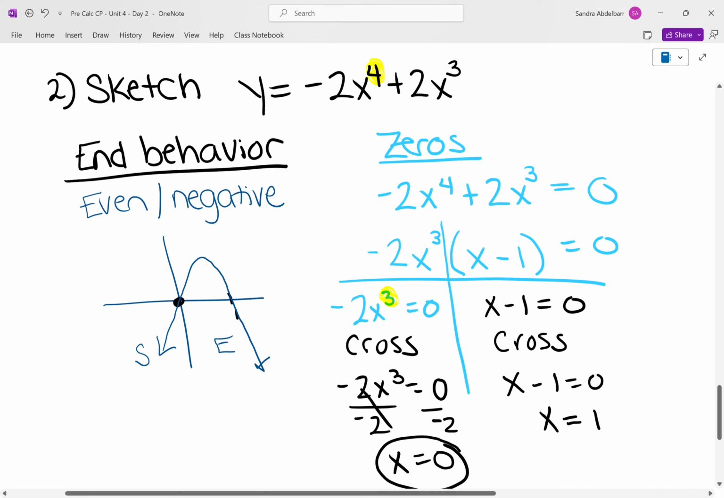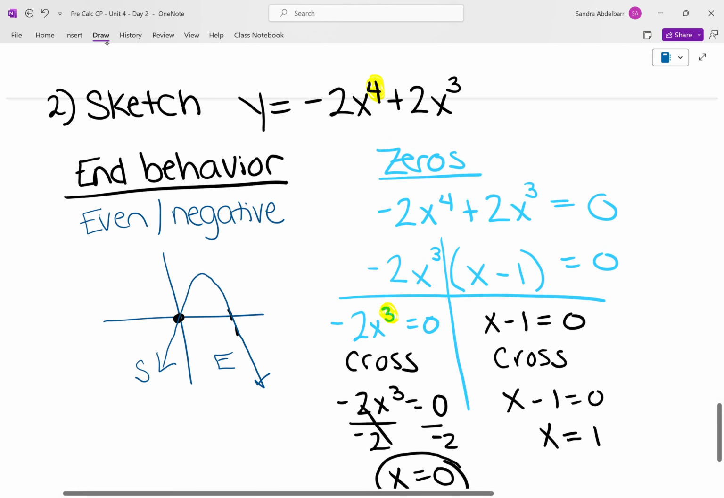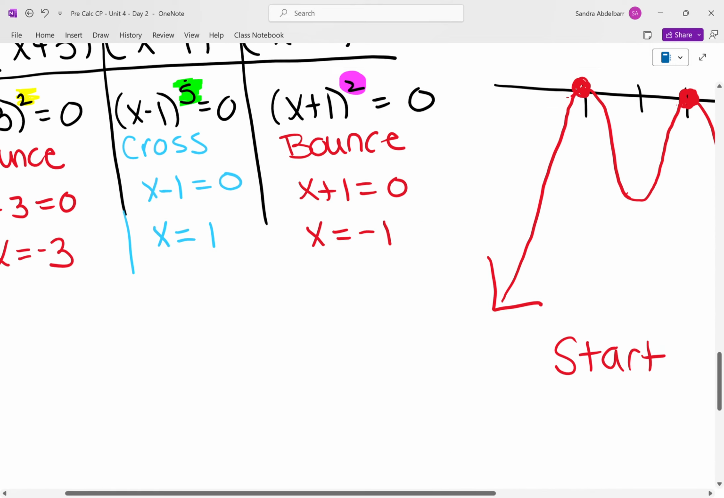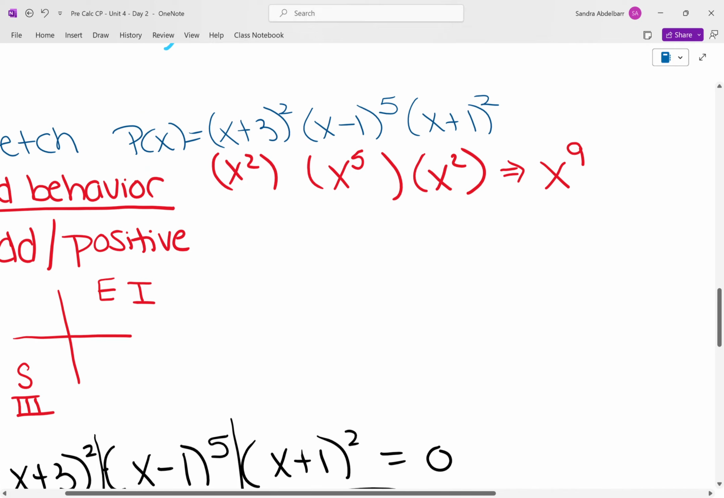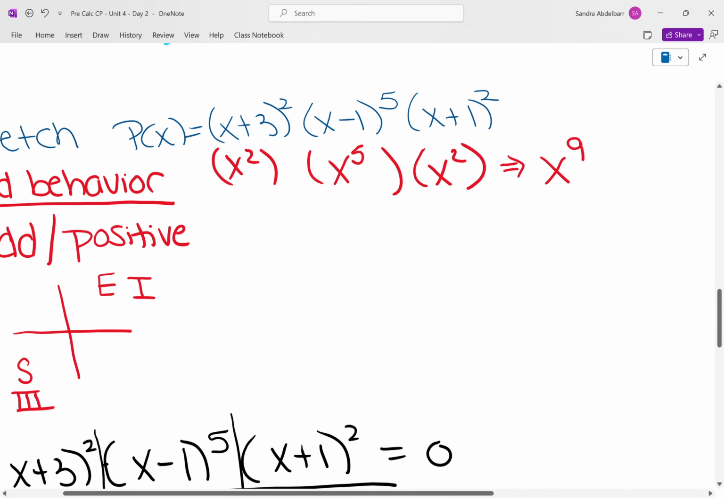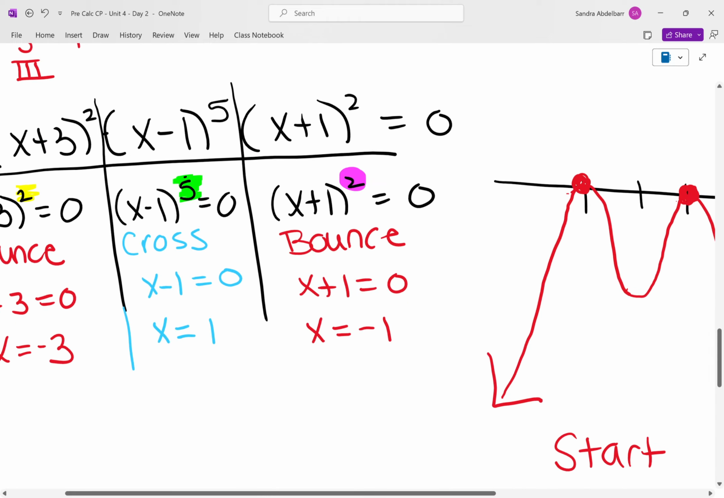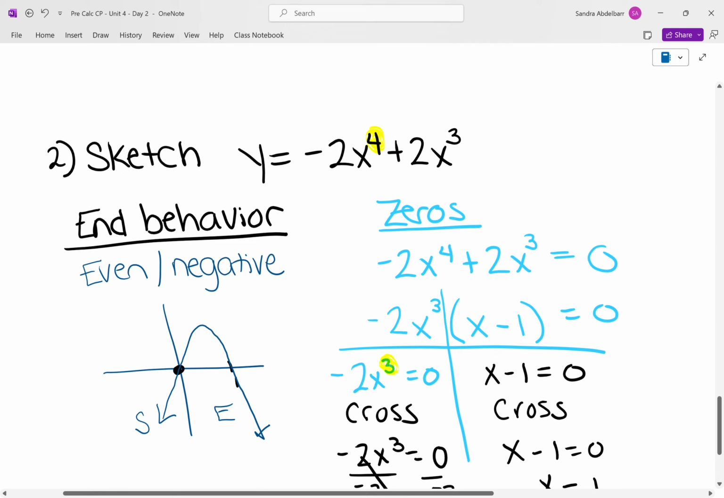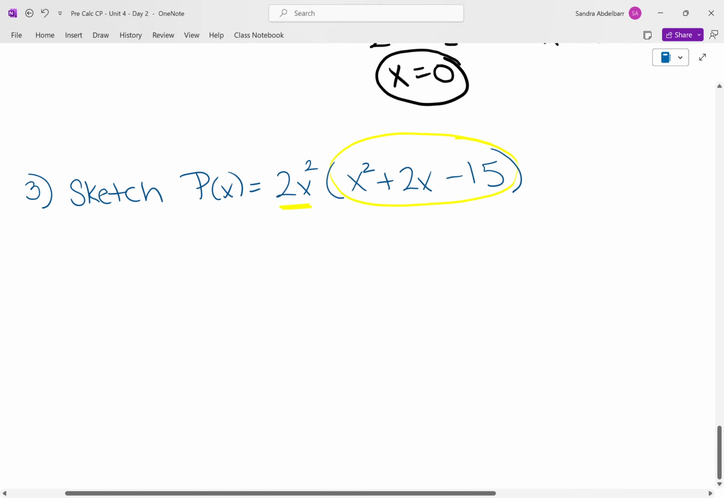Wait, for the previous one, why was it even? For the exponent? Why was it only 4 and not 3, or 7? You always pick the highest exponent once it's multiplied out. What we had done before, the reason we multiplied it all together, was because it wasn't already multiplied out. If we were to multiply these all out, it would be x to the second times x to the fifth times x to the second, which gave us the x to the ninth. But this one's already all multiplied out. So then we just pick the highest one.